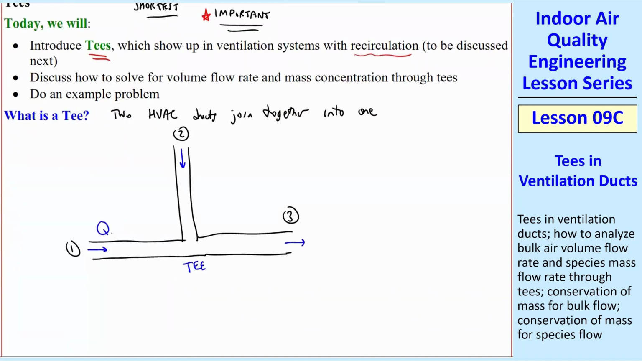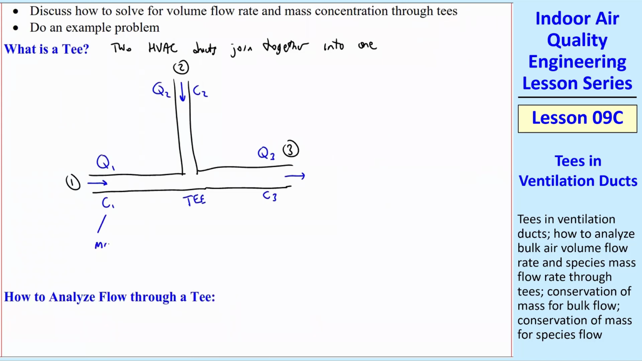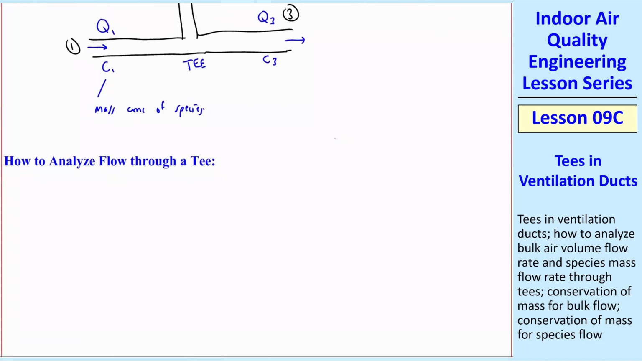We're dealing with ducts that have contaminants, so the bulk flow is Q1 with some contaminant concentration C1. This one's Q2 and C2. And this is Q3 and C3, which are the unknowns in this case. We're dropping the j subscripts. These are the mass concentrations of some species of contaminant. We're assuming vapors here. A similar thing works with particles. So how do we analyze this?